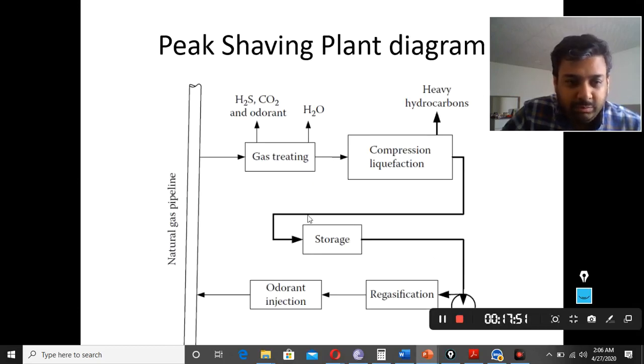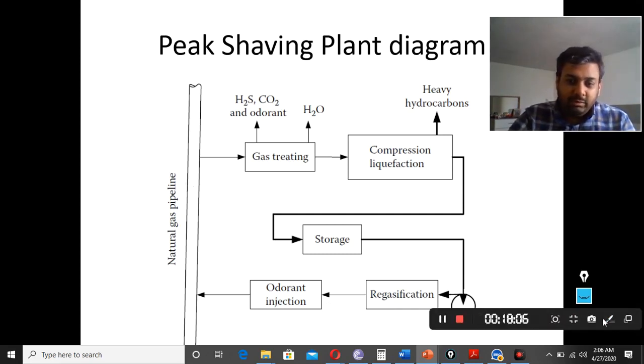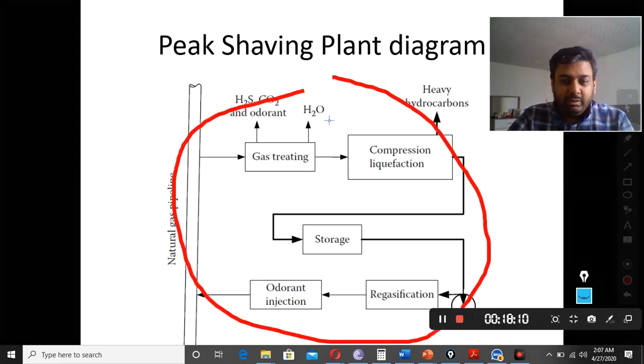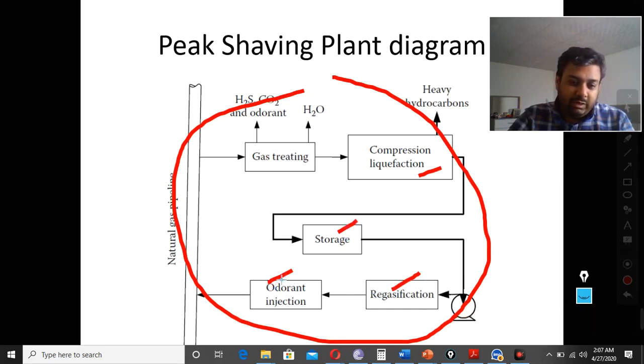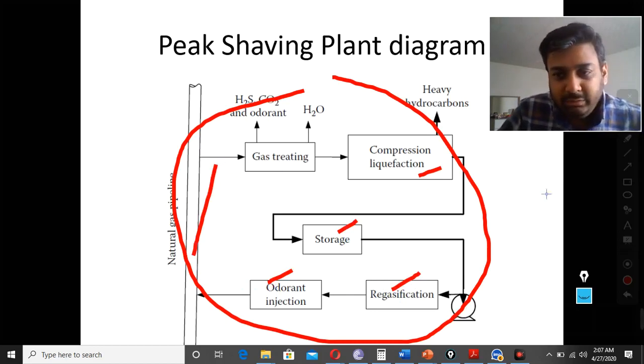So this is the peak shaving plant. As I said, it has all the options. It treats the gas, compresses and liquefies it, then it is stored, then it is regasified and sent to the gas pipeline, to the other parts of the country. So it is a complete cycle. We have liquefaction, regasification, and storage, we add some mercaptan, and we send it into the pipeline. That's what the peak shaving plant is.